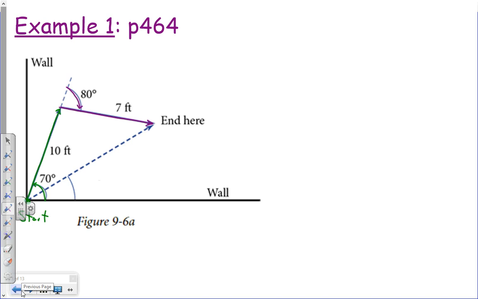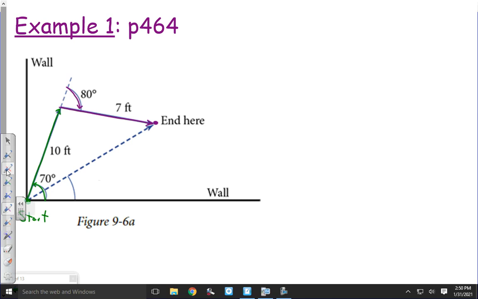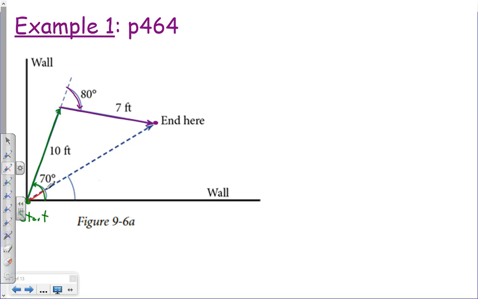And we end up at this point right here. We end right there. Okay, so that's the path that we're taking there. The question here is to find the displacement that results from the two motions. So what we're looking for is, if I draw, and they have it as a dotted vector, I'm going to just make this a solid red vector there.